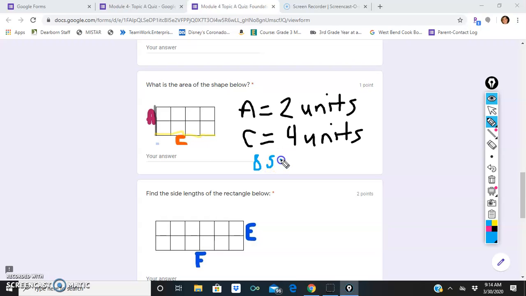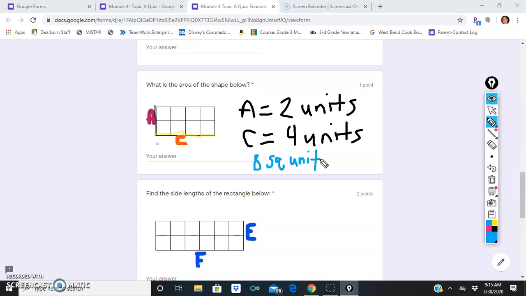square units. Now, I'm labeling square units now because, right, that area is counting the inside of the shape. So if for some reason I'm counting the inside, you need to put square units because that's what we're counting.